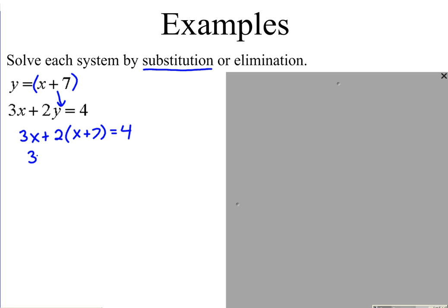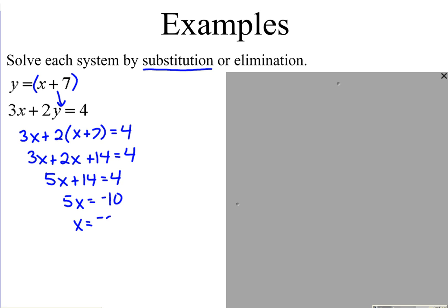Distribute the 2 through. 3x plus 2x plus 14 equals 4. Add like terms. Finish solving for x. Subtract the 14. Divide by 5. We get x to be -2. Once we know what x is, take where we already have y solved for. We know y is equal to x plus 7. Well, we now know x is -2, and -2 plus 7 is 5. So our final solution for this system is the ordered pair -2, 5.